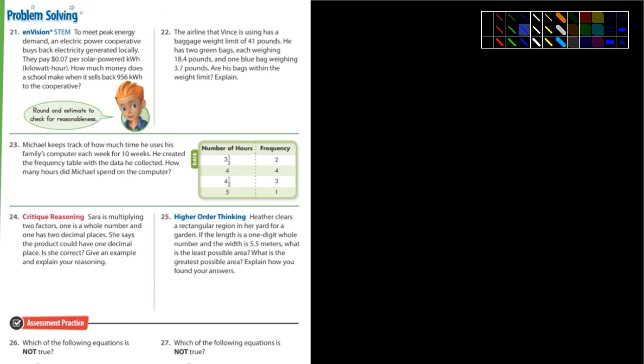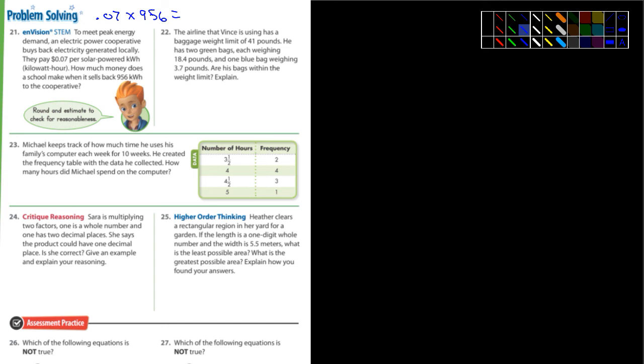To meet a peak energy demand, the electric power cooperative buys back electricity, generally located, okay? They pay 0.07 per solar powered kilowatt hour. How much money does the school make when it sells back? Okay, so this problem is 0.07 times, looks like, 956. That's essentially what the problem is right there.